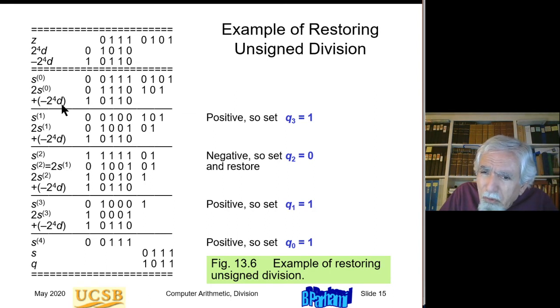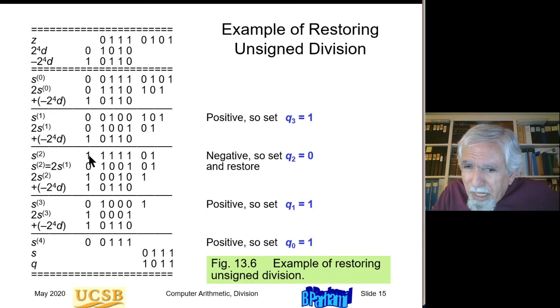So I subtract 2 to the 4 times d, or basically add the 2's complement. And this result is positive because the sign bit is 0. And therefore, the quotient digit is set to 1. Shift to the left. Then again, subtract 2 to the 4 times d. Add the 2's complement. And the result now goes negative. I shouldn't have subtracted. So I restore the partial remainder to what I had up there, and choose quotient digit equal to 0. Because it went negative, the quotient digit should have been 0.